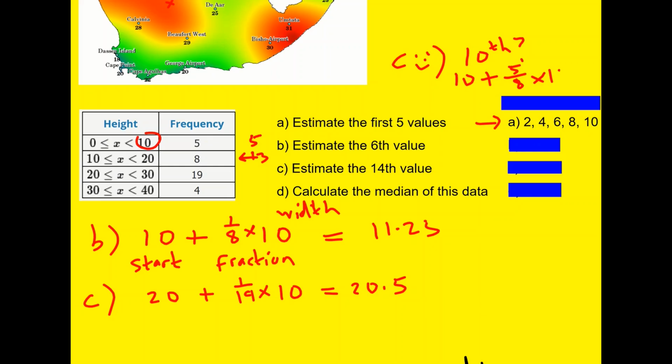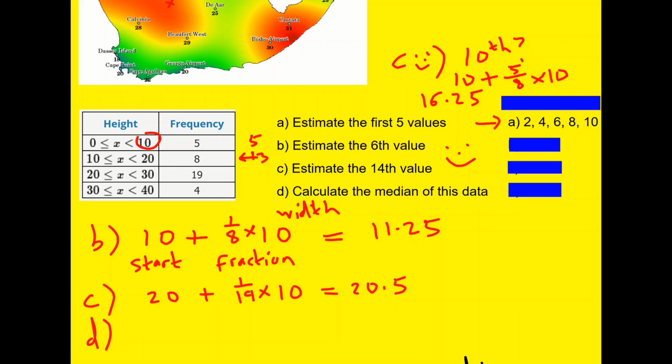And then my width is still 10, so I can figure that out. 5/8 of 10 plus 10 is 16.25. So I'm hoping that you're happy with this, that if we have a value that we're trying to find, we can now use this linear interpolation to work it out. Work out what group it's in. You've got your starting value, work out the fraction you're going through it, times it by the group width. Well, a lot of steps, but this is repeated throughout linear interpolation.